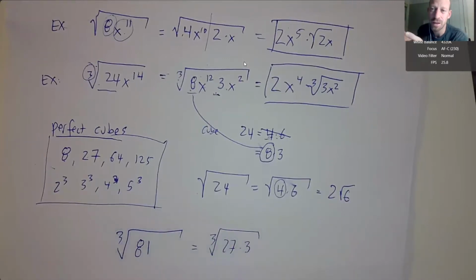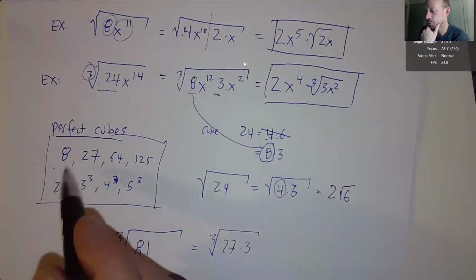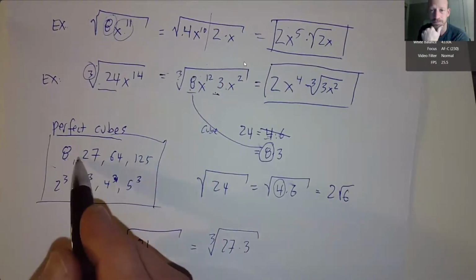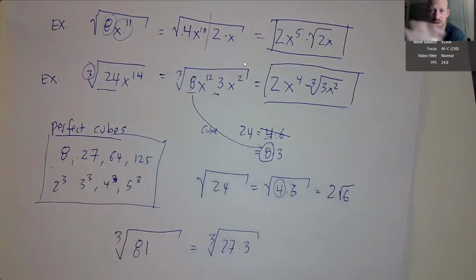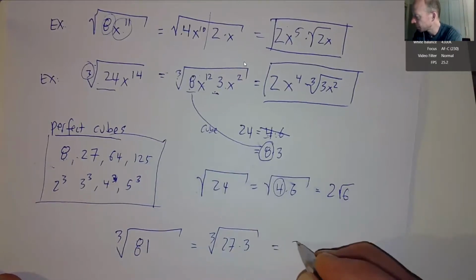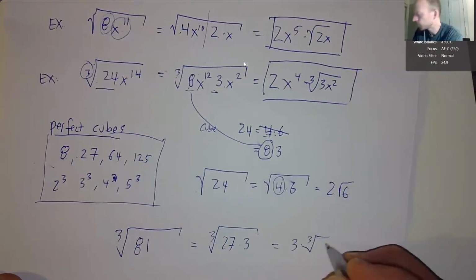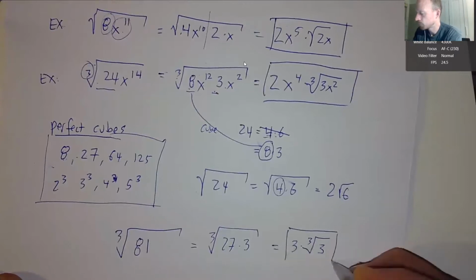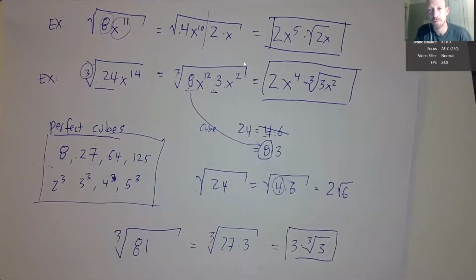So when you're doing these with cube roots, I'm not just trying to break it down however I can. I'm only interested in breaking it down if I can have a perfect cube factor. If I don't have one of these perfect cube factors, then I'm done. I don't have to simplify it. But if I do have one of those factors, I can make this a better reduced kind of problem.